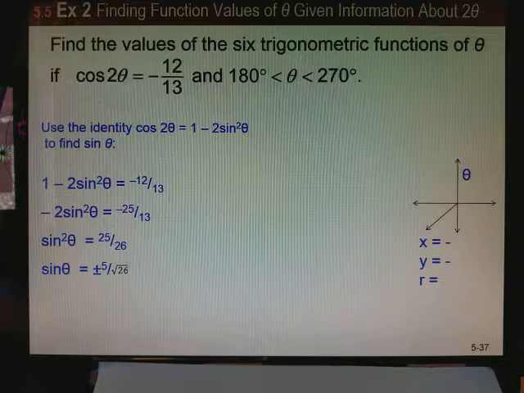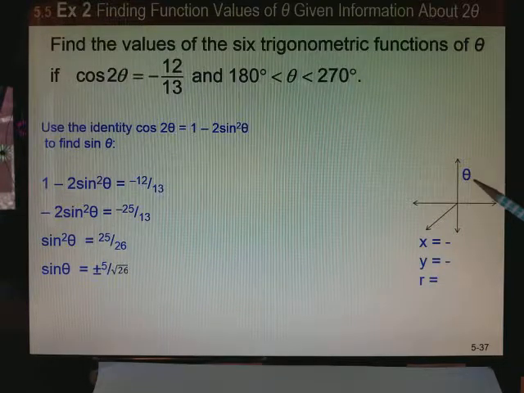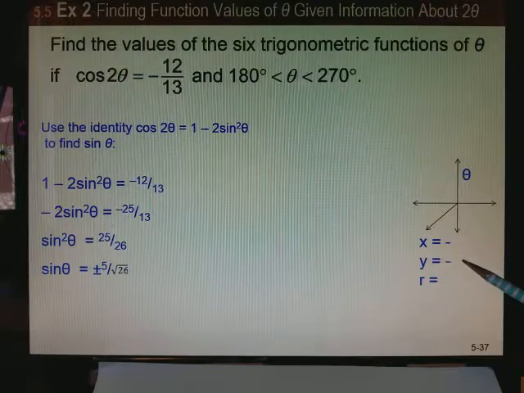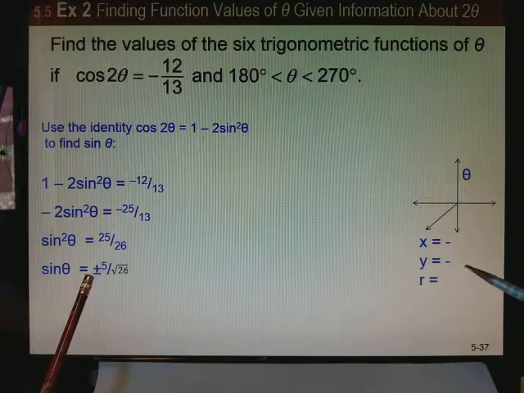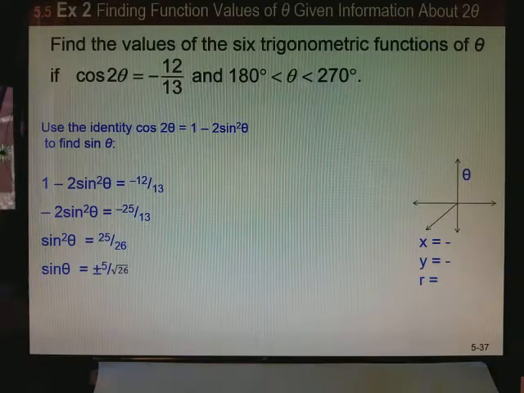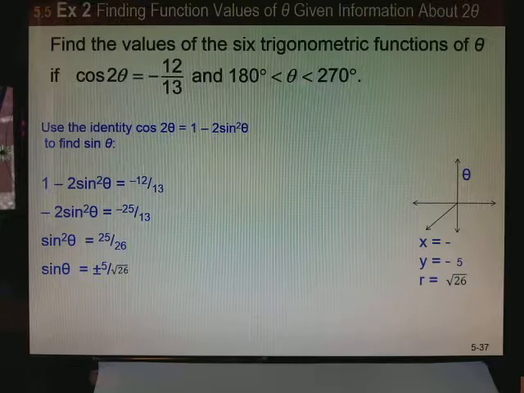Now, when I come back here and look at my picture for a second, remember my sine of theta here has to be a negative value because y has to be negative. Therefore, my sine of theta has to be just the negative 5. So y is negative 5, where the r is the radical 26. Then I can use my Pythagorean theorem, and I can get my x value.